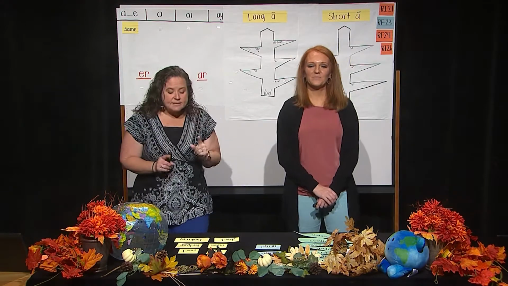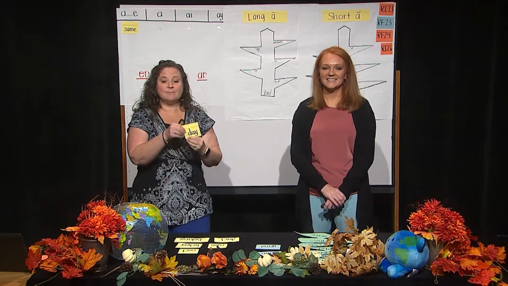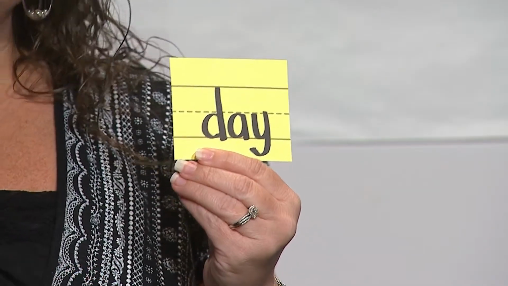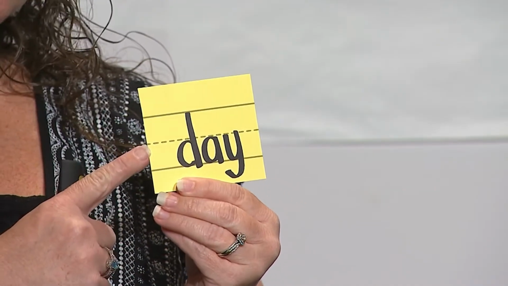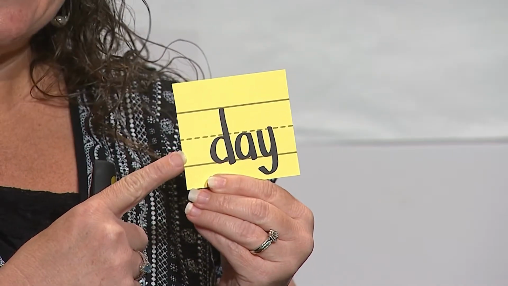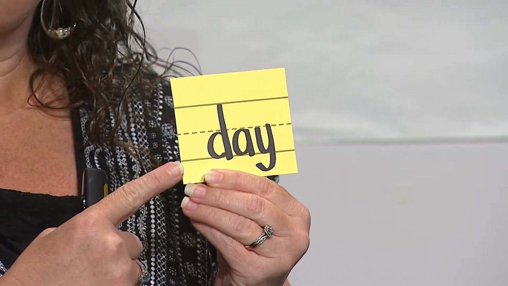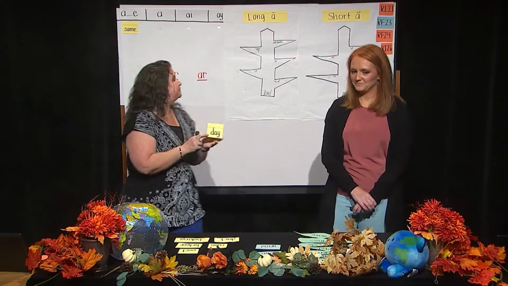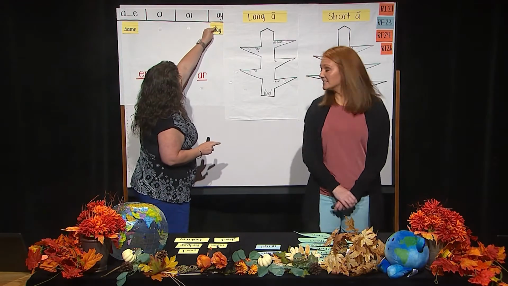Now, Miss Brandy, I'll also put the next word up for us, okay? Okay. Now, this word is day. Say day. What's the vowel sound for day? Yes, A. And it's spelled how? A-Y. I'll put it in the correct spot. Let's keep going.